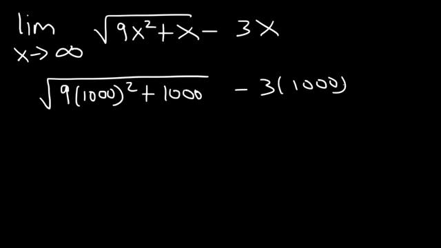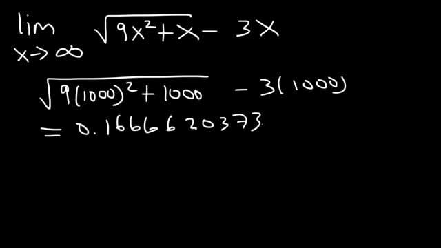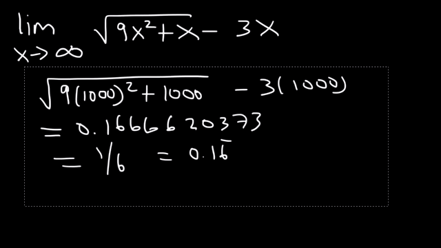Now if you type this whole thing in, you should get 0.1666620373, which is basically 1 over 6, which is 0.16 repeating. So 1 over 6 is the exact answer. But now, what techniques can we use to actually get that answer?